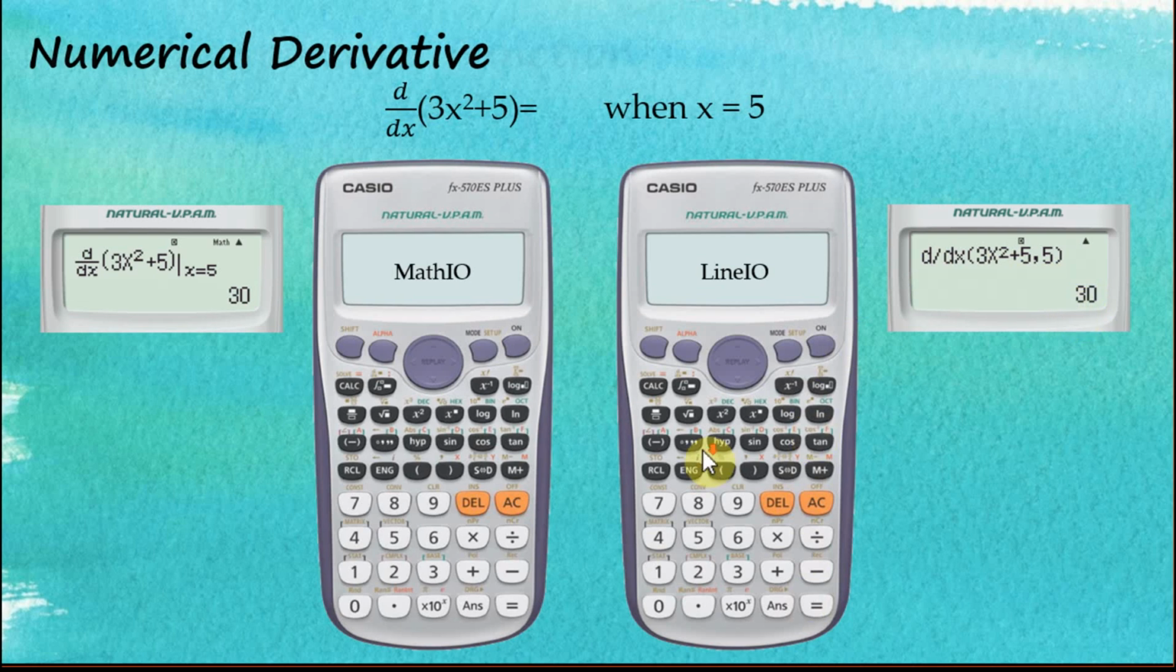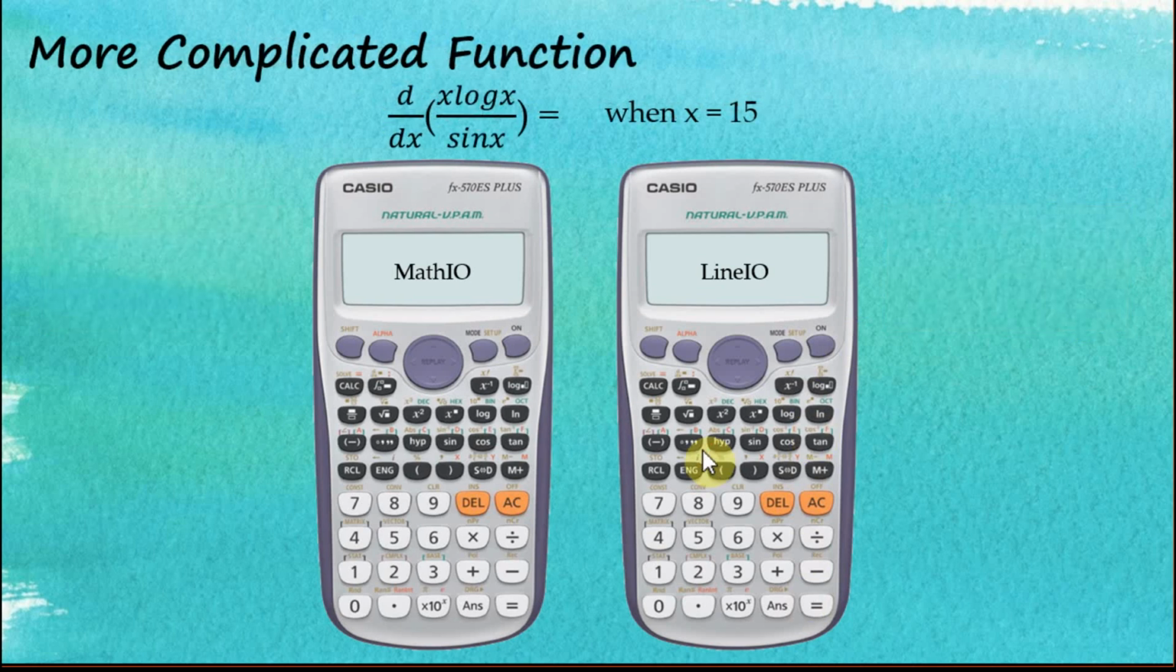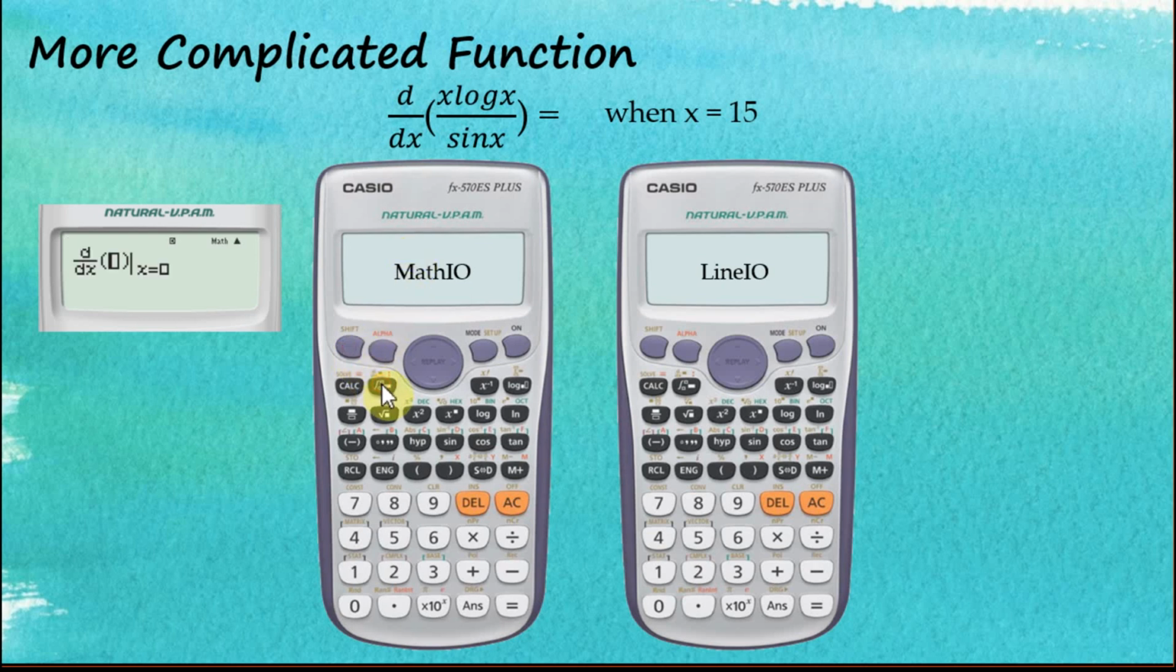Okay, so let's try another, more complicated function. Let's switch on the calculator first. Okay, let's start with the container. So Shift differentiation, and then we can see that we have a fraction here, so we need to insert another container, the container for fractions.